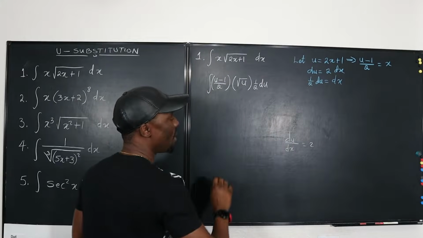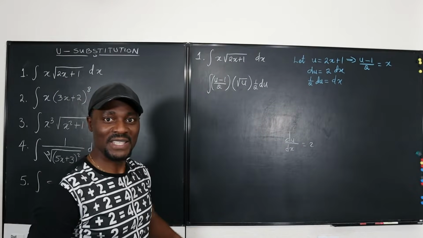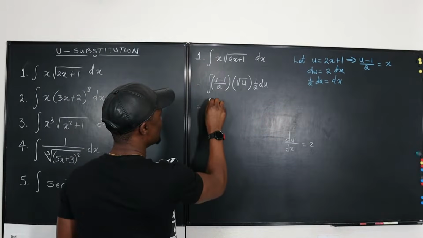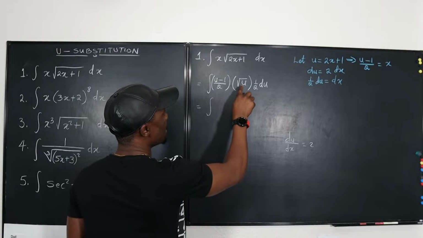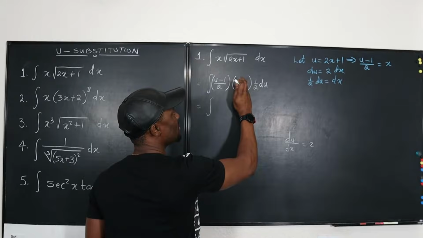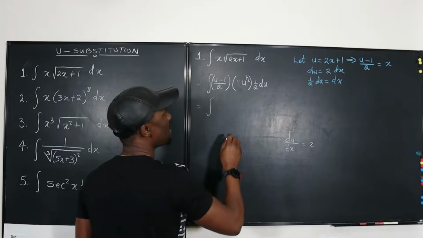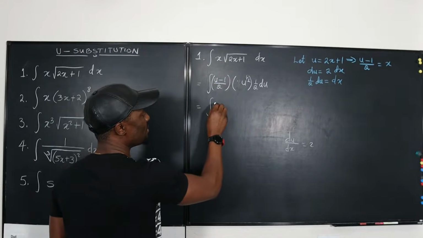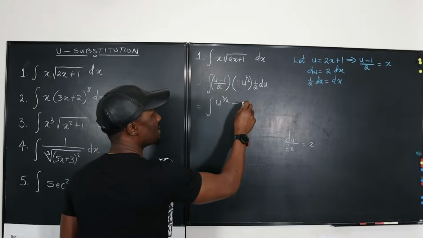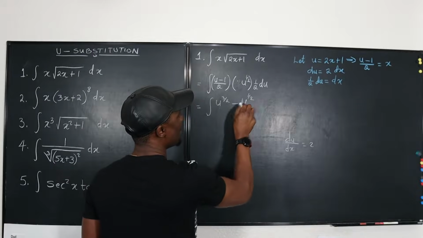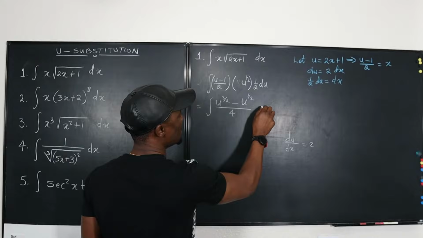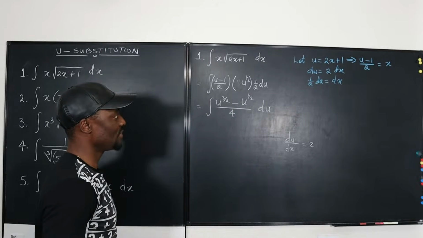Now watch this. This can be easily integrated, because what you have will be equal to the integral of u to the 1/2. So I'm just going to rewrite this so it's easy for us to multiply. u to the 1/2 times u is going to be u to the 3/2, minus u times this is going to be u to the 1/2, divided by 2 multiplied by 2, which is 4, du. Okay, it looks like we're done.